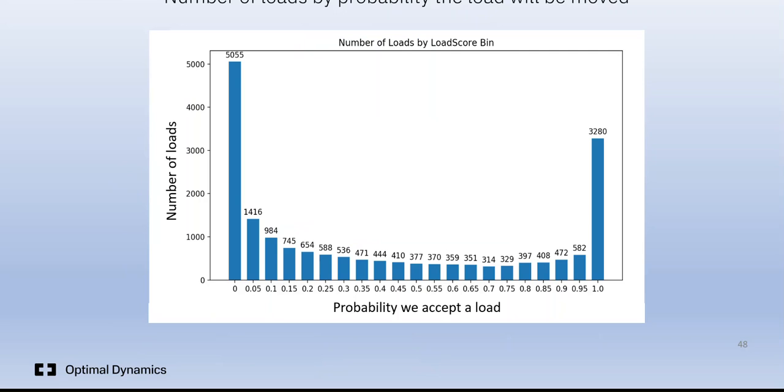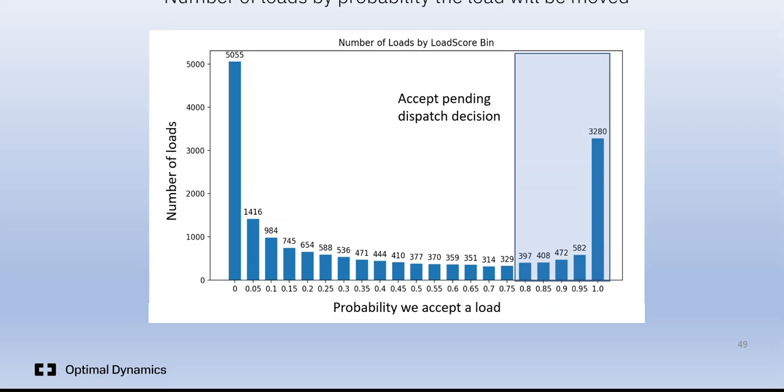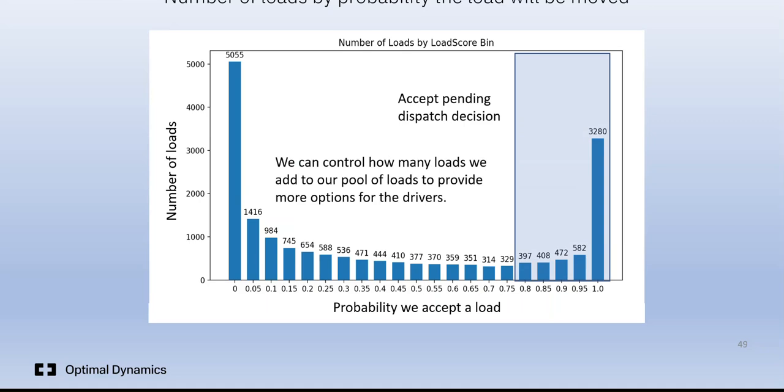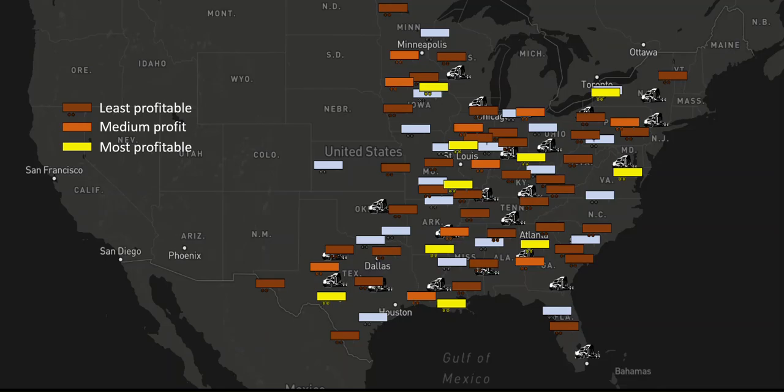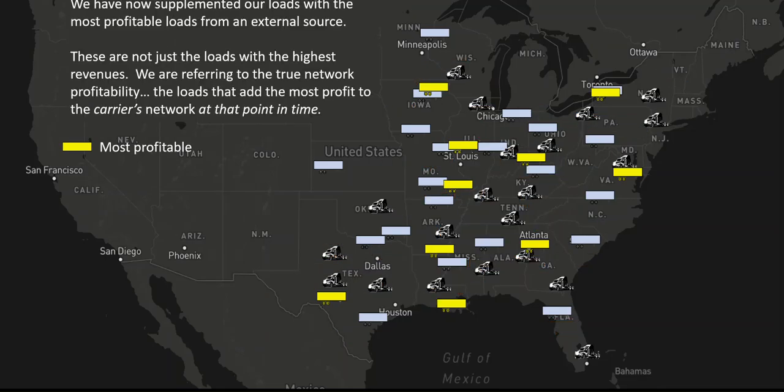So here's an actual data set where I have a number of loads. 5,000 of them just never get covered, but all the rest get covered with some probability. There's 10,000 with a probability that's not 0 or not 1. Now, I may want to say, look, anything over 80% looks good. So I can control how many loads I offer by picking that limit point. Whether it's 80% or 90% or 70%, I can control how many loads that I offer to my fleet.